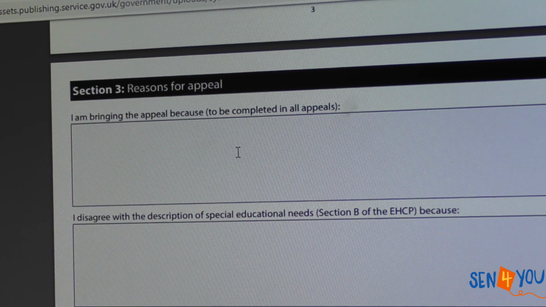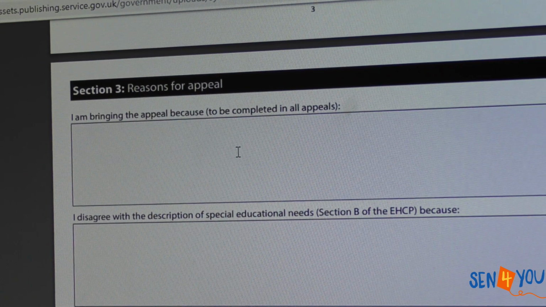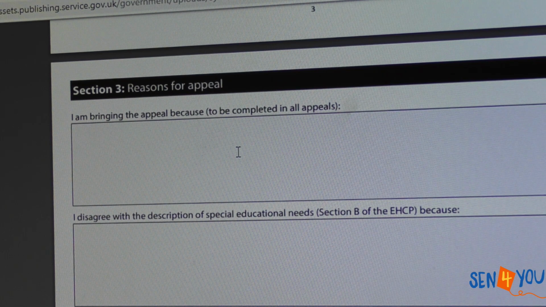So this does not need to be an act of great draftsmanship. The tribunal is an accessible forum. They're not expecting people to be great lawyers. What they're expecting to know from parents and carers, if you like, are the key ingredients of the claim or the appeal that you're bringing. So in this instance, I've said that we're appealing against section B, so that's the description of the child's difficulties. We're appealing against section F, that's the special educational needs provision. And we're appealing against the description of the school named in section I.